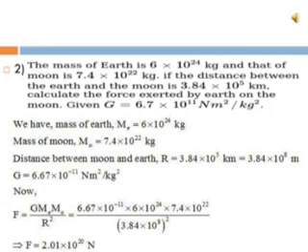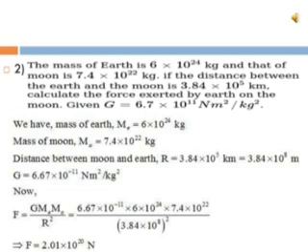Second question is, the mass of earth is 6 into 10 the power of 24 kg, and that of moon is 7.4 into 10 the power of 22 kg. If the distance between the earth and the moon is 3.84 into 10 the power of 5 kilometer, calculate the force exerted by the earth on the moon, given G is equal to 6.7 into 10 the power of 11 Newton meter square per kilogram square.